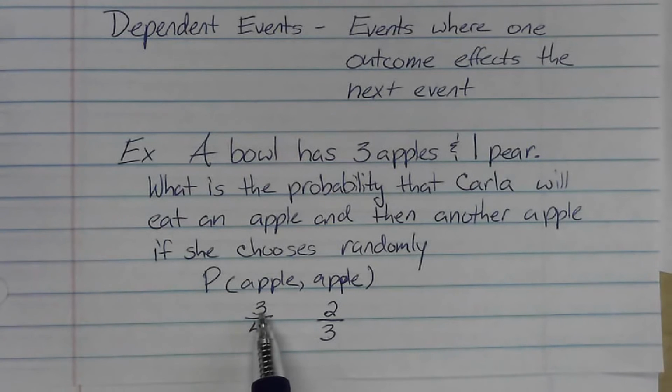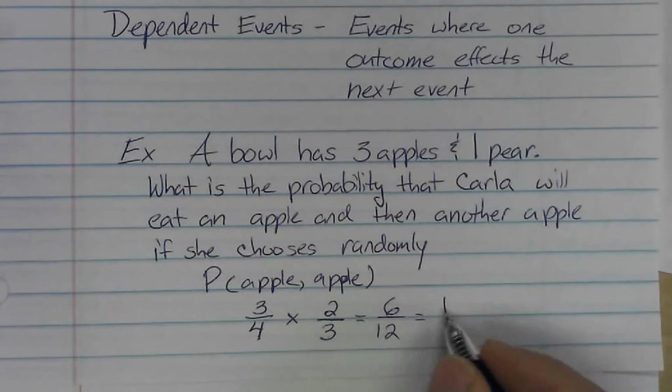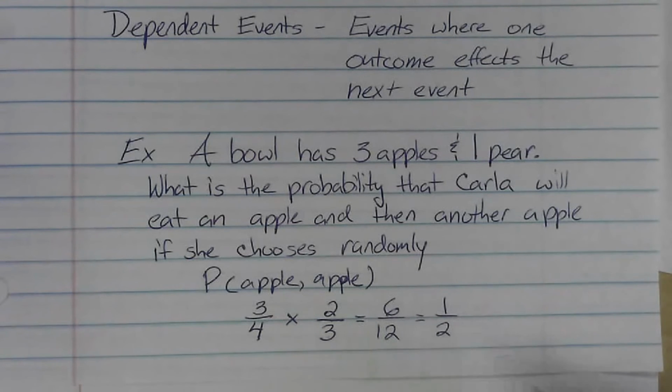Likewise, since she ate an apple the first time, when she reaches in the second time, there are only 2 apples left. So see how this probability was dependent on the action that took place in the first event. Again, we multiply these probabilities. 3 times 2 is 6. 4 times 3 is 12. This can be reduced to 1 over 2. So that means there's a 50% chance of this happening in this situation. That is dependent events. Let's take a look at another example.